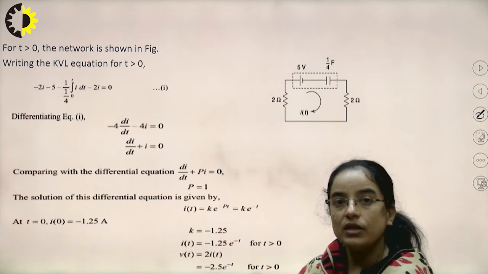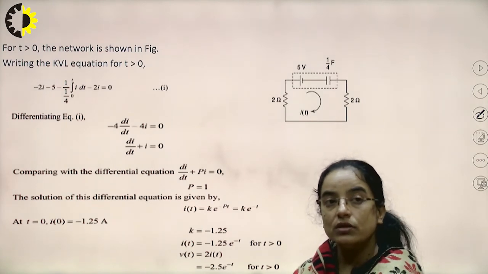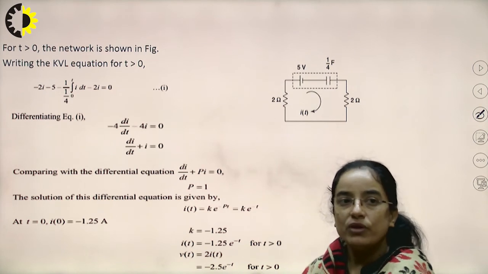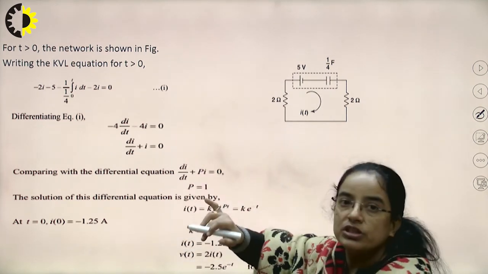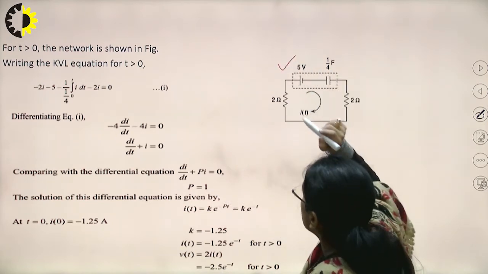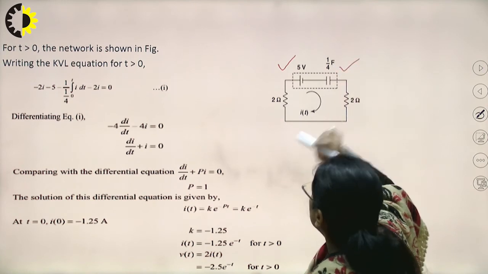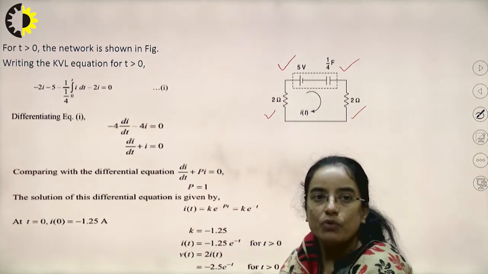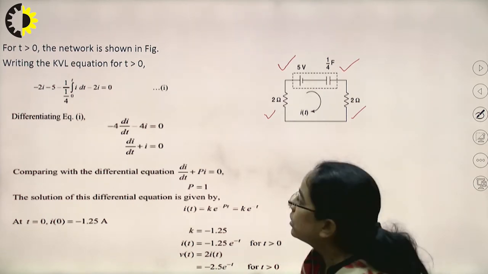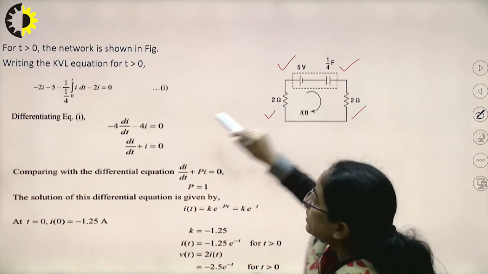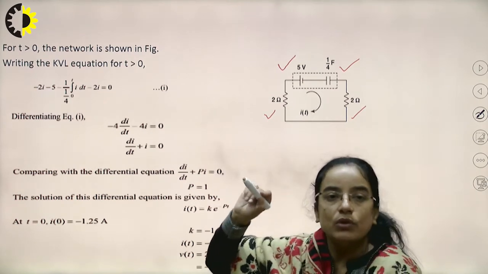Now the third situation is when the switch has been at position B for t greater than 0, not just after switching. When the switch is at position B, after some time we will have this 5 volt source and this 1.4 farad capacitor, these two resistors in the network. If we write the KVL equation in this situation, we can write 2I minus 5 minus 1 by C integration I dt minus 2I is equal to 0.